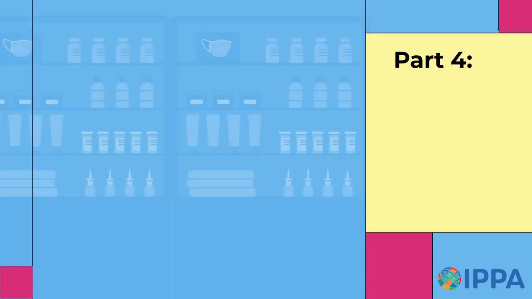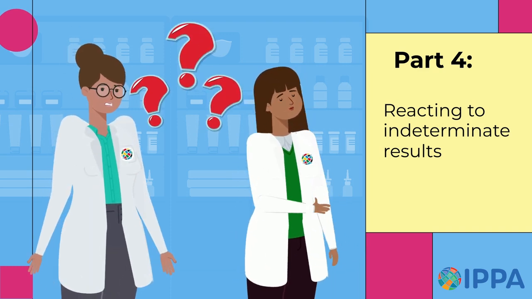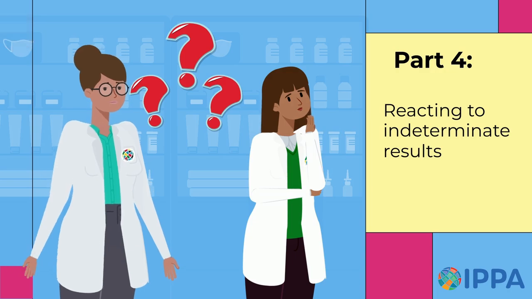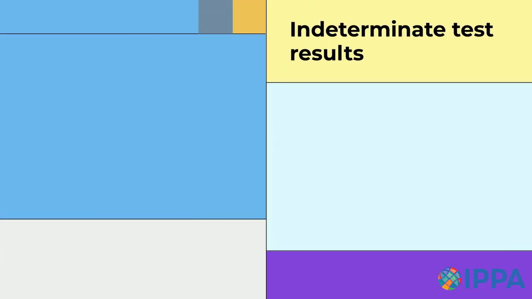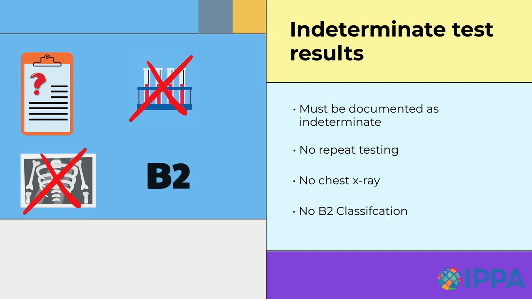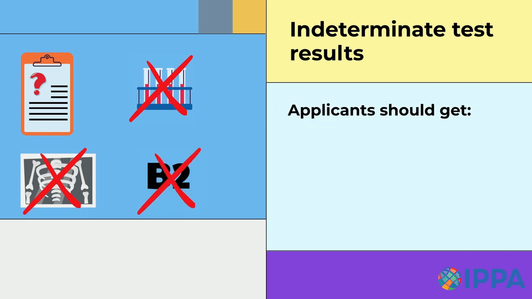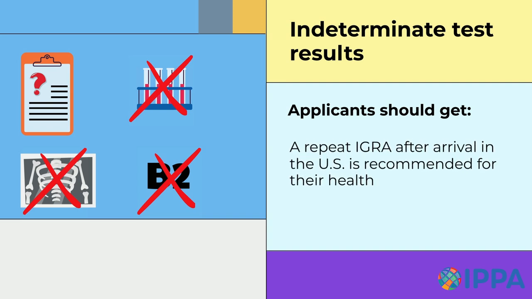In this segment, we will focus on the fourth learning objective: reacting to an indeterminate result. An indeterminate test result must be documented as indeterminate and not result in repeat testing by the panel physician, chest X-ray, or B2 classification. However, for applicants with an indeterminate test result, a repeat IGRA after arrival in the U.S. is recommended for their health, but not required.